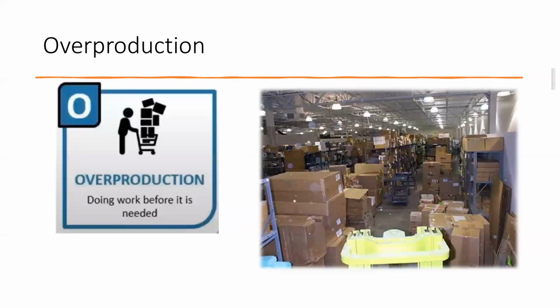The next O in TIMWOODS is overproduction. Doing more work before it is needed. If I'm thinking that next month I might have orders for 10,000 units and I manufacture 10,000 units this month, it might result in the inventory waste as well. So, overproduction leads to inventory and it is blocking your capital resources, your space, and all these things in a negative manner. Hence, we should avoid overproduction.